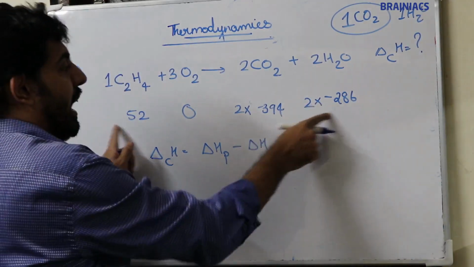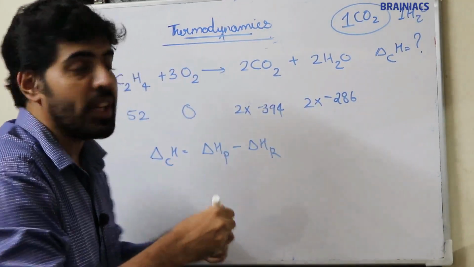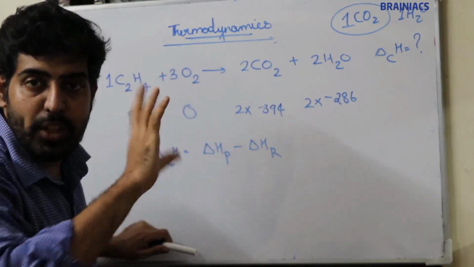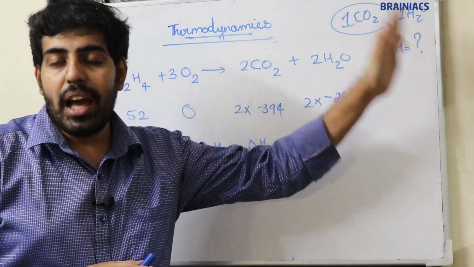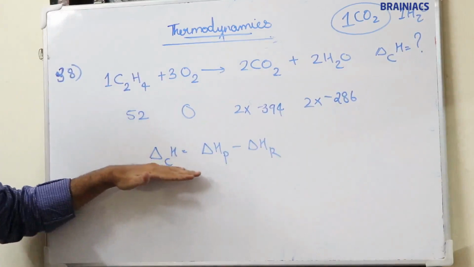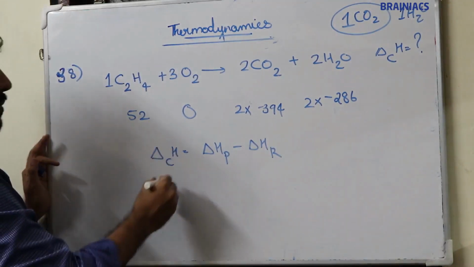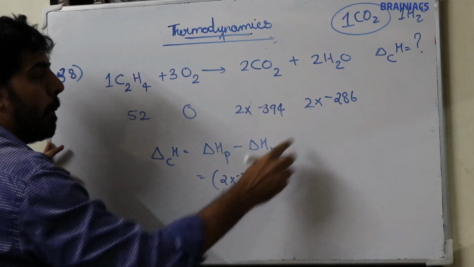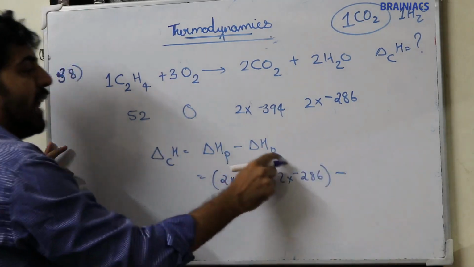Now, instead of any other enthalpy, if enthalpy of combustion values are given, we will take the enthalpy of combustion of the product to this side. That is the way we do that question. But here, enthalpy of formation is given, and we have to calculate enthalpy of combustion. To calculate any enthalpies, you can use this formula. Enthalpy change is equal to enthalpy of products minus enthalpy of reactants. So the enthalpy of products is 2 into minus 394 plus 2 into minus 286, minus the enthalpy of reactant, 52.